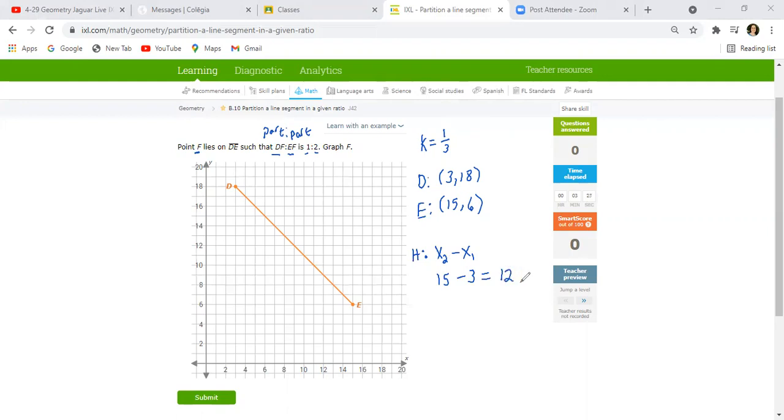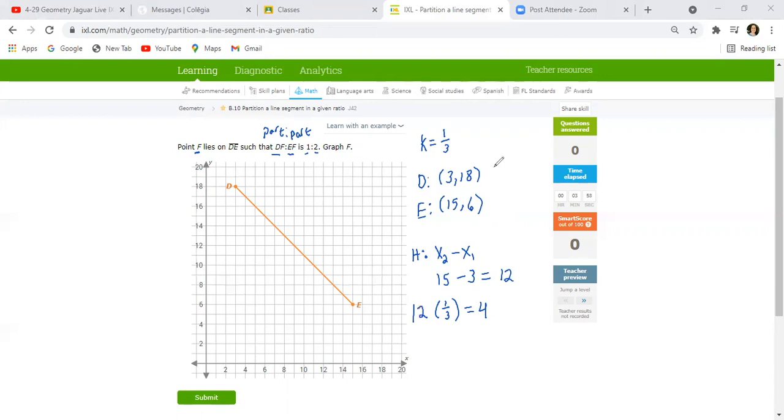Now, once you find that horizontal component, just like we were doing in class last week, this is how we were doing it on Thursday, you take that horizontal component, 12, and you multiply it by that fraction we created, the part to whole, the 1/3. So we're going to multiply 12 by 1/3. And when I multiply 12 by 1/3, I get 4. And then if you were looking back at the notes that we took on Thursday, it then tells you to add the first x value back in.